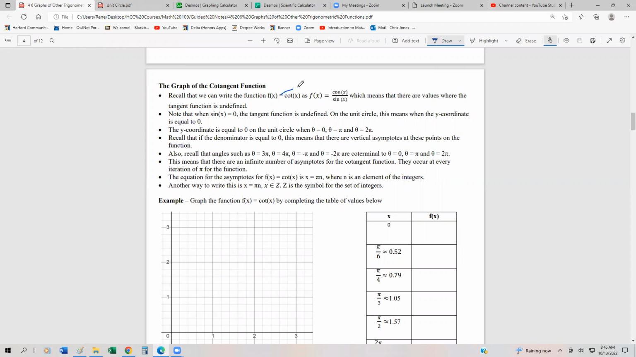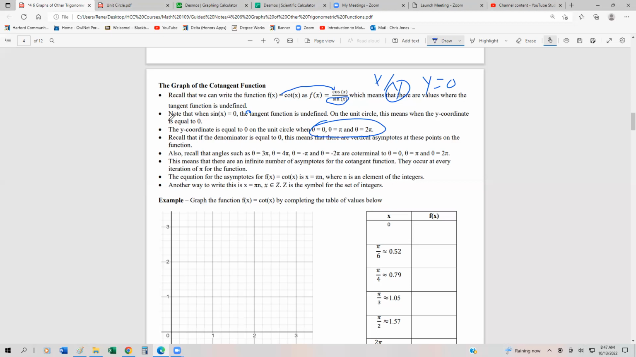Remember that the cotangent function can be written as the ratio of cosine to sine. So there are going to be some parts where the sine function is equal to 0, which means that the cotangent function would be undefined there. Basically, remember that the cotangent function is x over y. And so whenever the y value is equal to 0, that means that we're going to have an undefined cotangent graph and a vertical asymptote there, right? So that occurs when theta is equal to 0, pi, 2 pi, etc.